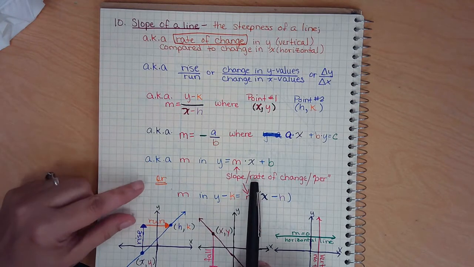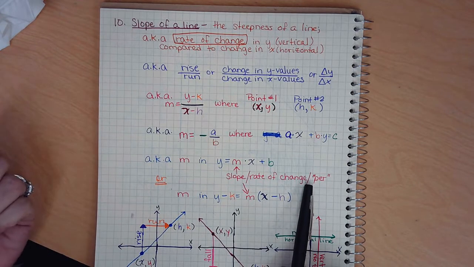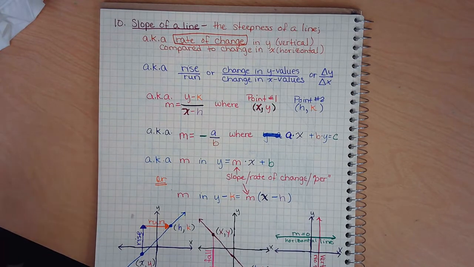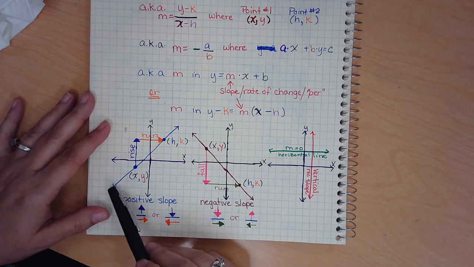It's also known as the rate of change, and in any word problem, it's either going to be per or each. So wherever you see the word per or each, you're immediately seeing what the slope is. Ways that we can look at it is rise over run.